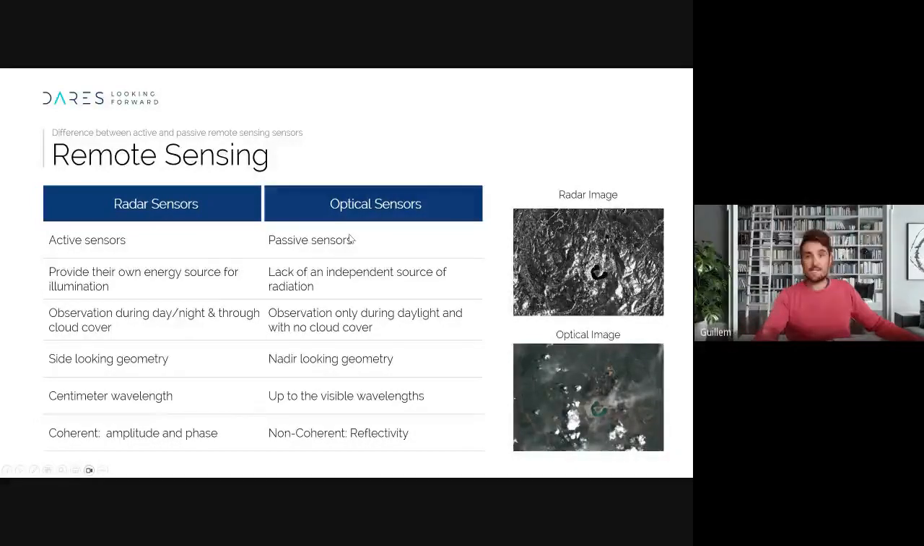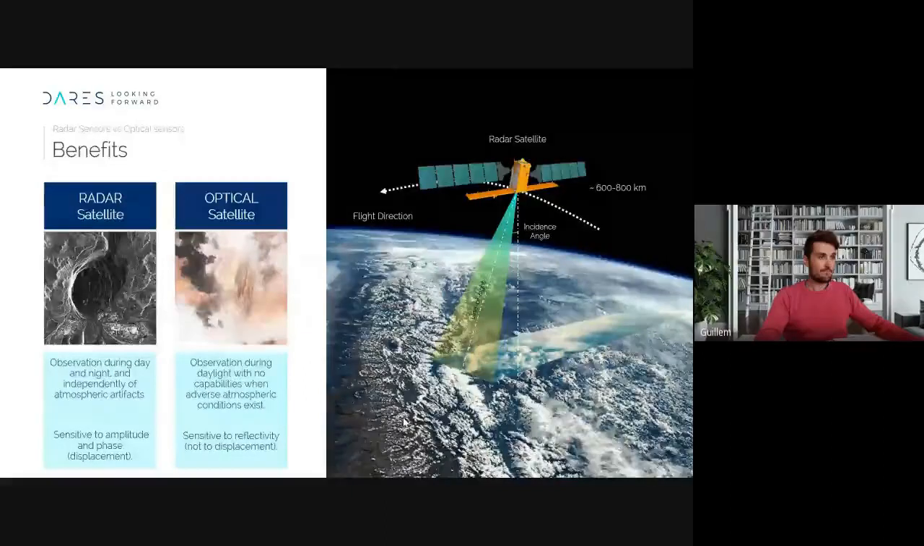Optical sensors, which are passive sensors, need an external source of energy, for example, the sun. So it means that they cannot work during the night. And due to the wavelength, some of these sensors cannot work if we have, for example, cloud coverage. These sensors are not looking in side-looking geometry, but in nadir, on the vertical, because it's not about displacement, but reflectivity.